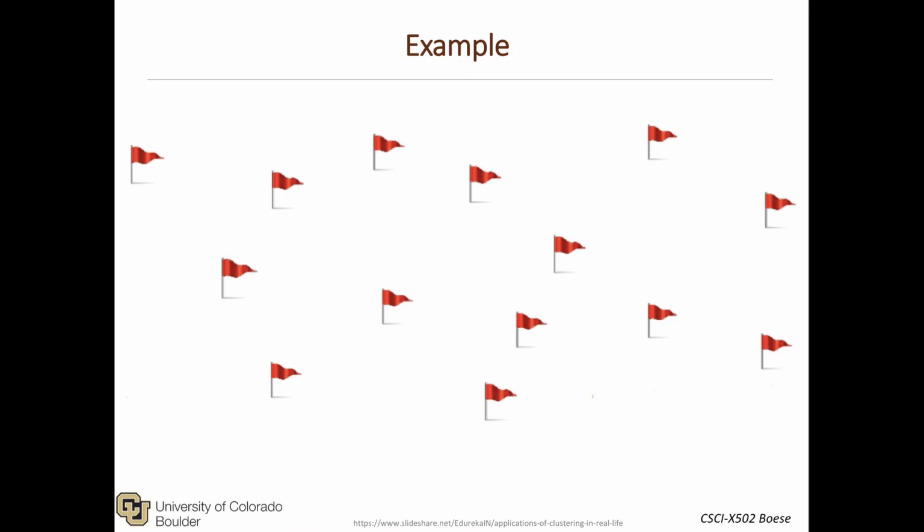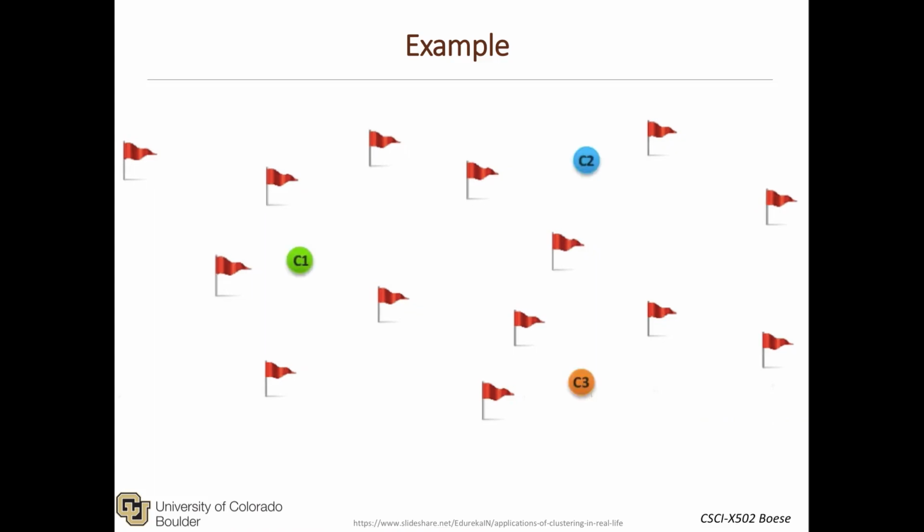One algorithm for this is to set up 3 cluster centers. We randomly select 3 centers. You can use some domain knowledge and try to come up with something slightly more efficient, but essentially it's random. You're not really overthinking where to place these 3. Then we assign each location, each of these flags, to the closest cluster center.